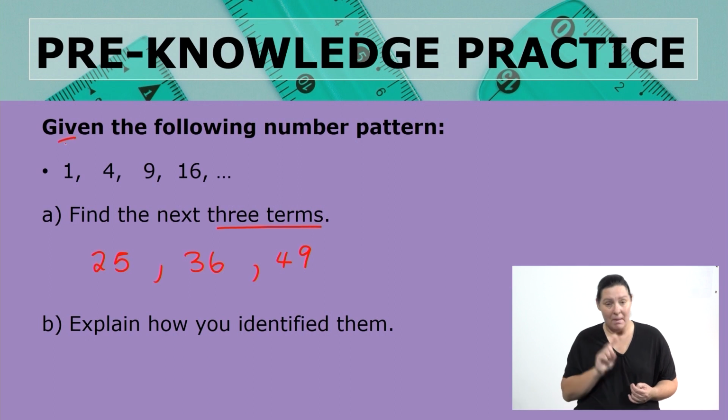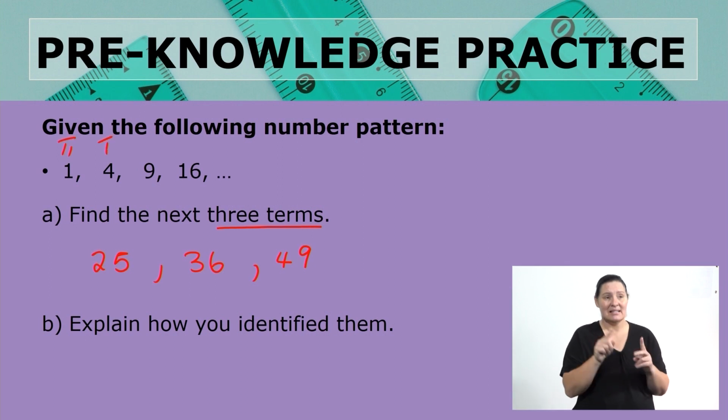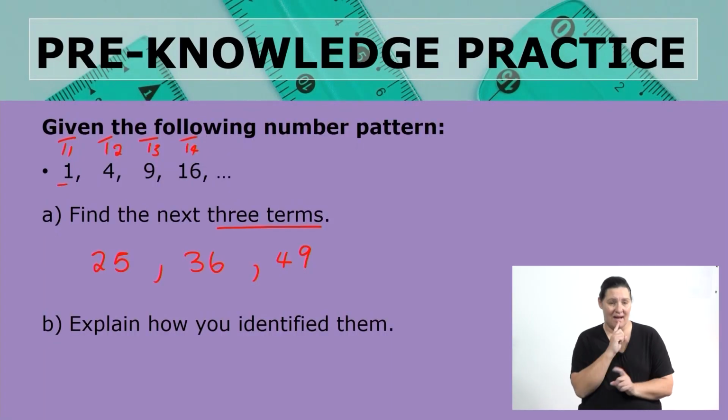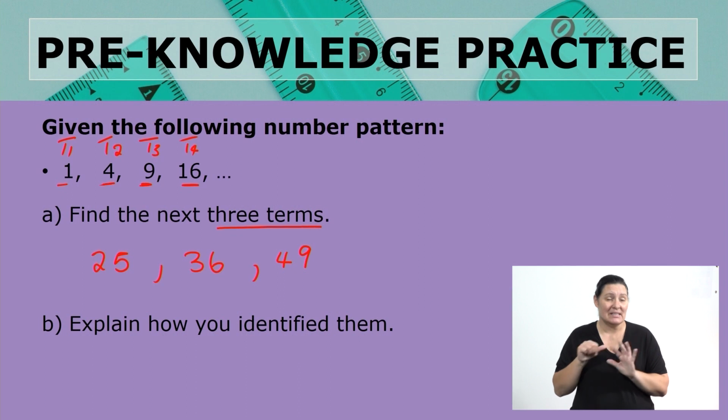Now remember, this is my first term, the 1. This is my second term, this is my third term, and this is my fourth term. So when I look at that pattern there, I notice that these are square numbers that I am working with. So 1 multiplied by 1 gives me 1 as an answer. When I move on to the second term, that would be 2 multiplied by 2, and that will give me 4. When I say 3 multiplied by 3, that will give me 9. 4 multiplied by 4, that will give me 16.